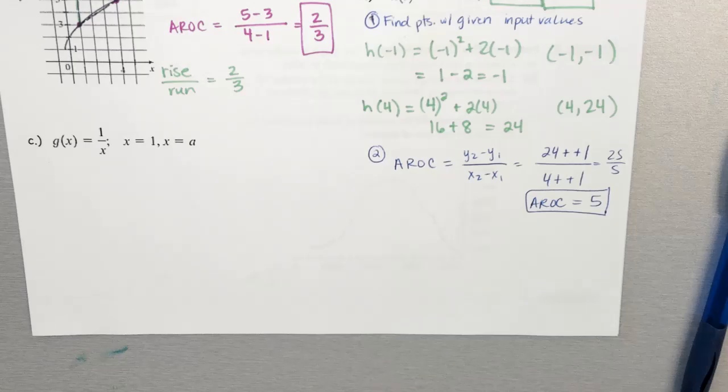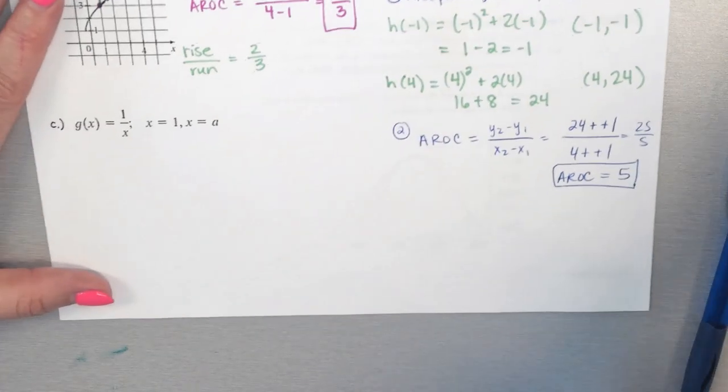Okay, so you're finding the slope between those two values. Okay, now for part C, this one is a little bit different because one of your input values is a number, but the other is a variable. So when that happens, you are going to be plugging in a variable.